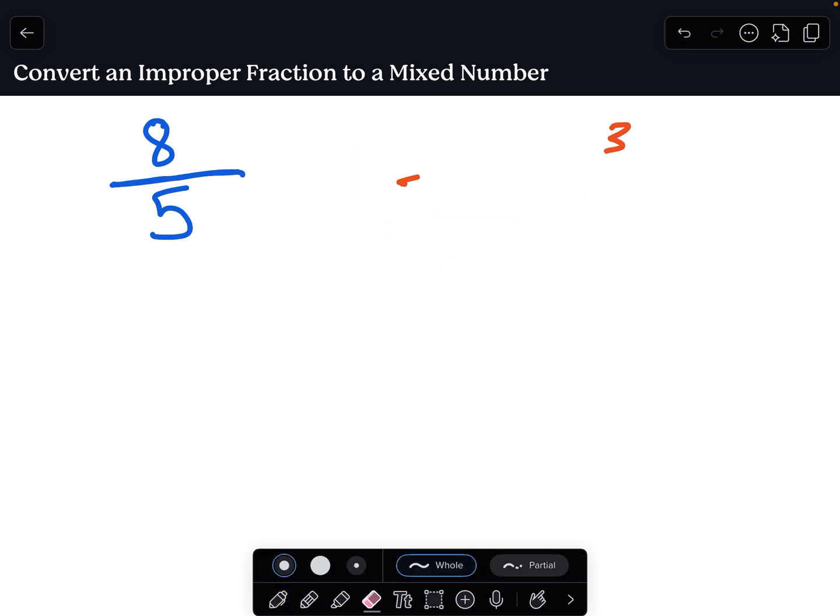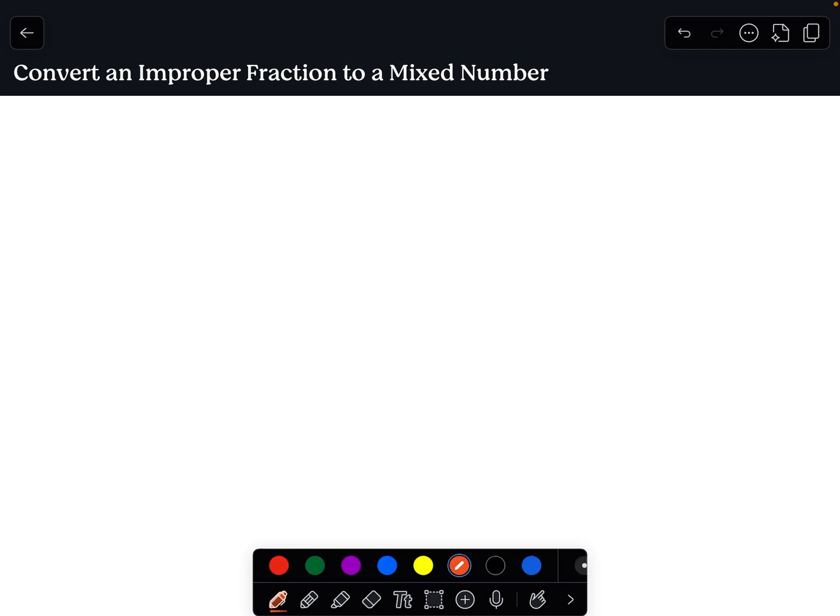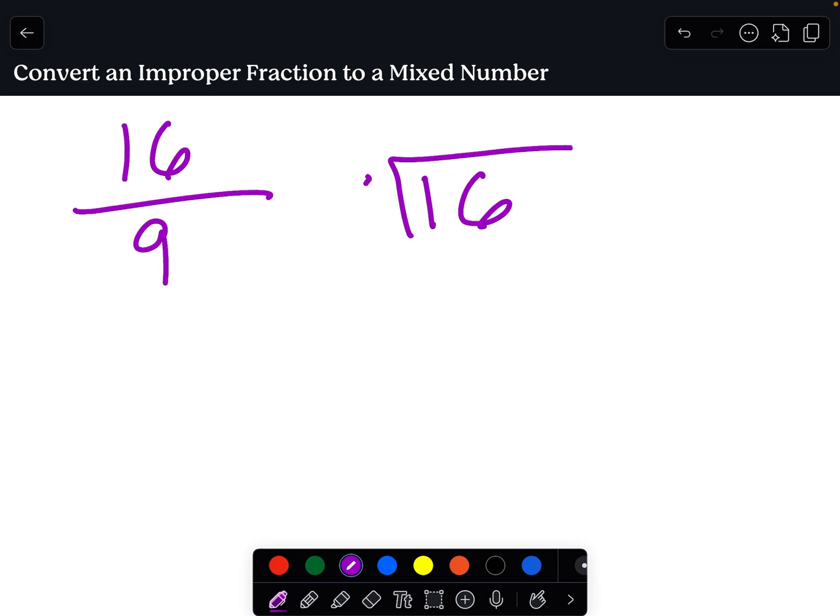And again, you have 1 3/5. Now, let's try it with a different number. How about something like 16 ninths. Oof. Okay.